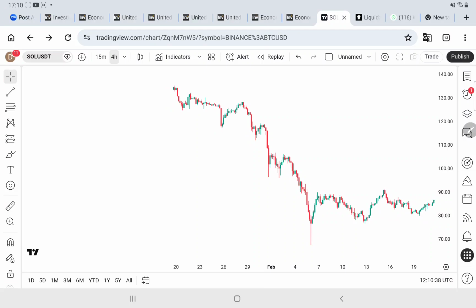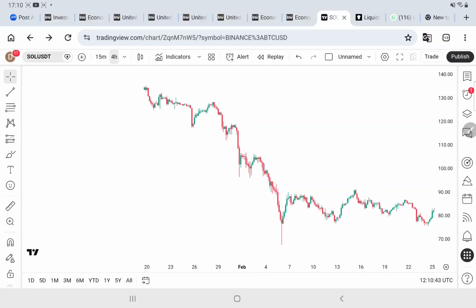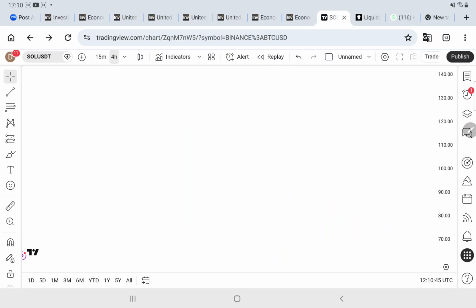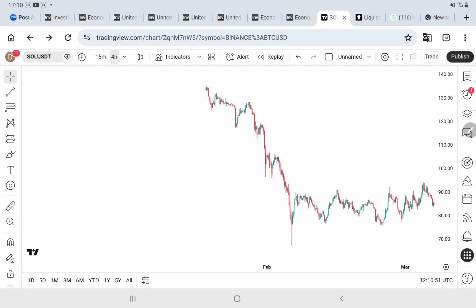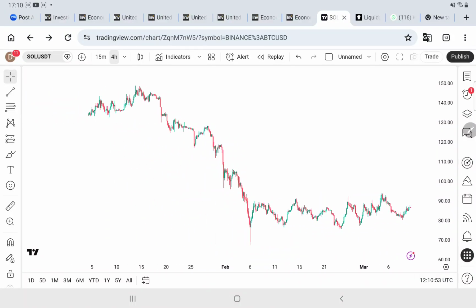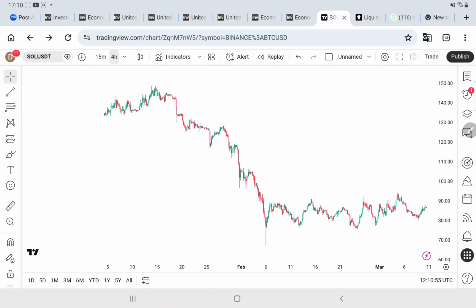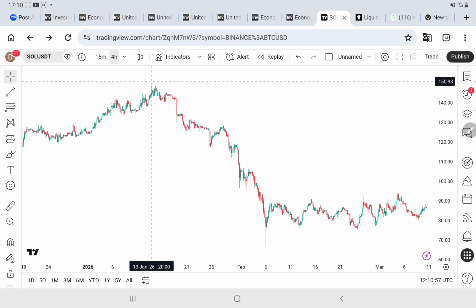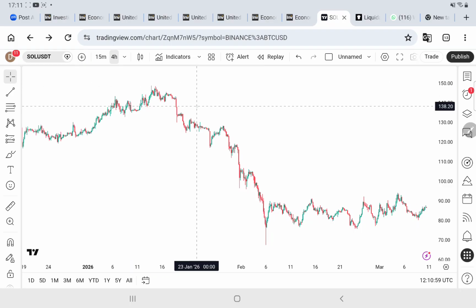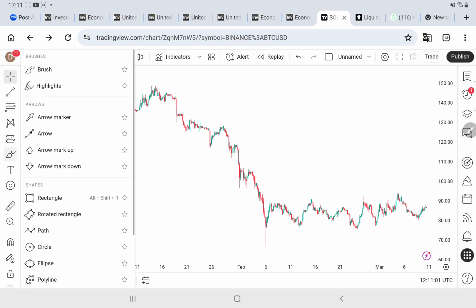Now, on this 4 hours time scale, you can see one thing very evidently. For a long period of time, it has disappeared again. We wait. Okay, there it is. For a long period of time, Solana has been dumping.